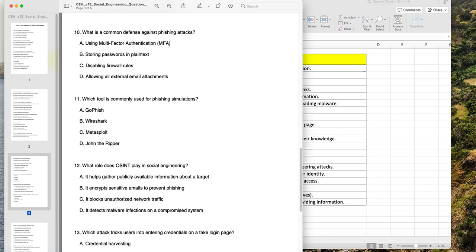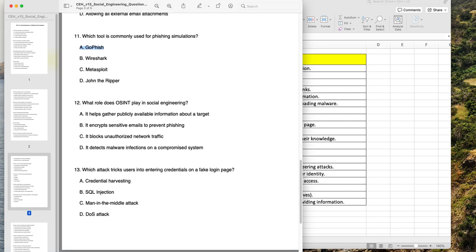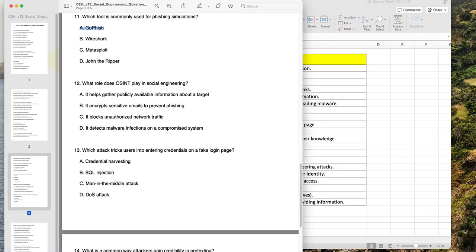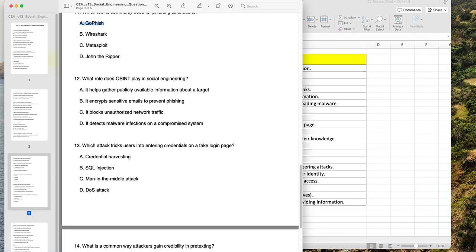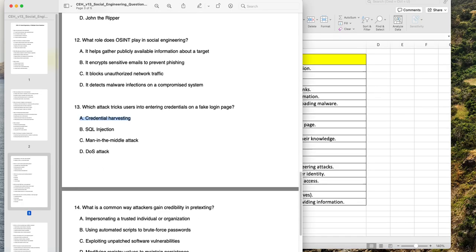Which tool is commonly used for phishing simulations? This is one of those things that you need to know. Go download it, go phish, play with that. What role does OSINT play in social engineering? Here you have, which attack tricks users into entering credentials into a fake page? You know that is credential harvesting.